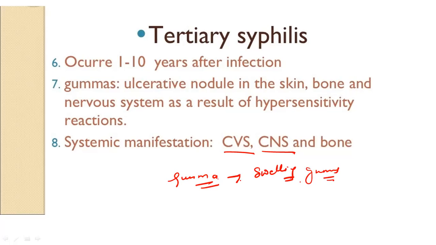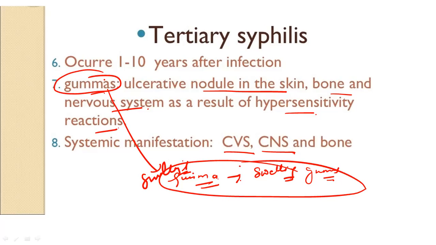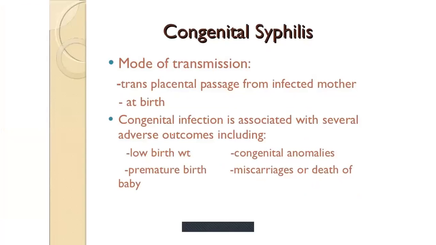And one more thing, these are ulcerative nodules in the skin, bone, and the nervous system as a result of hypersensitivity reaction. So just remember these gummas. These are the swellings basically. So remember this, right? This occurs after 1 to 10 years of previous infection, like first primary infection, then secondary, then your tertiary infection.